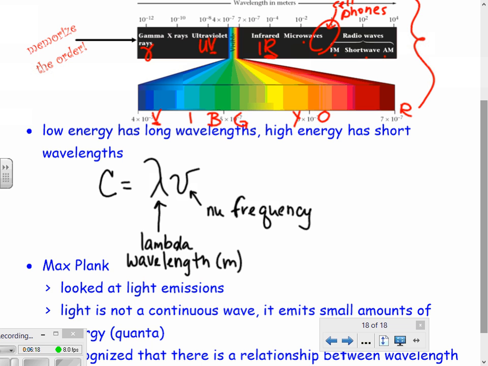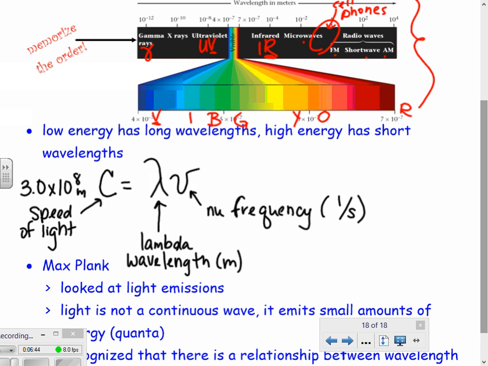Frequency talks about how often it comes. We measure frequency in 1 over seconds, 1 per second. And c, we might have seen before in E equals mc squared. This is our speed of light. Speed of light is a constant. It does not change. It is 3.0 times 10 to the 8th meters per second.